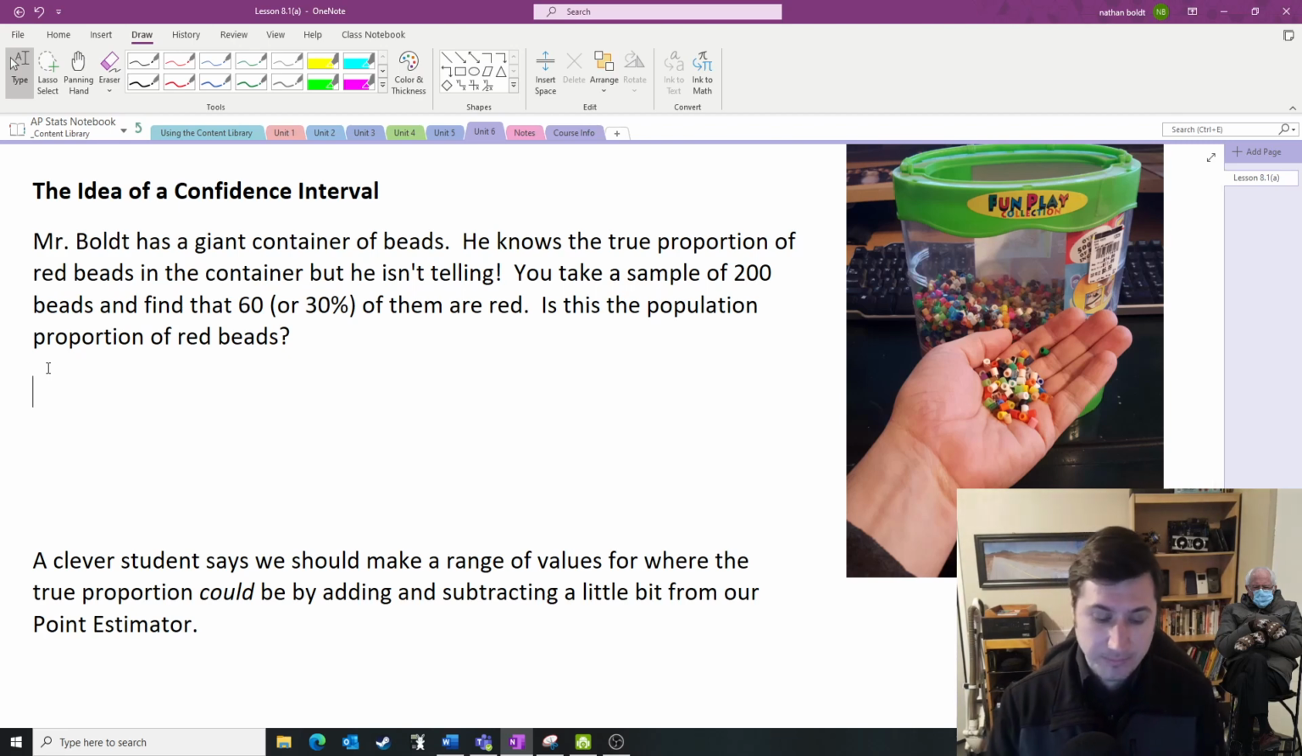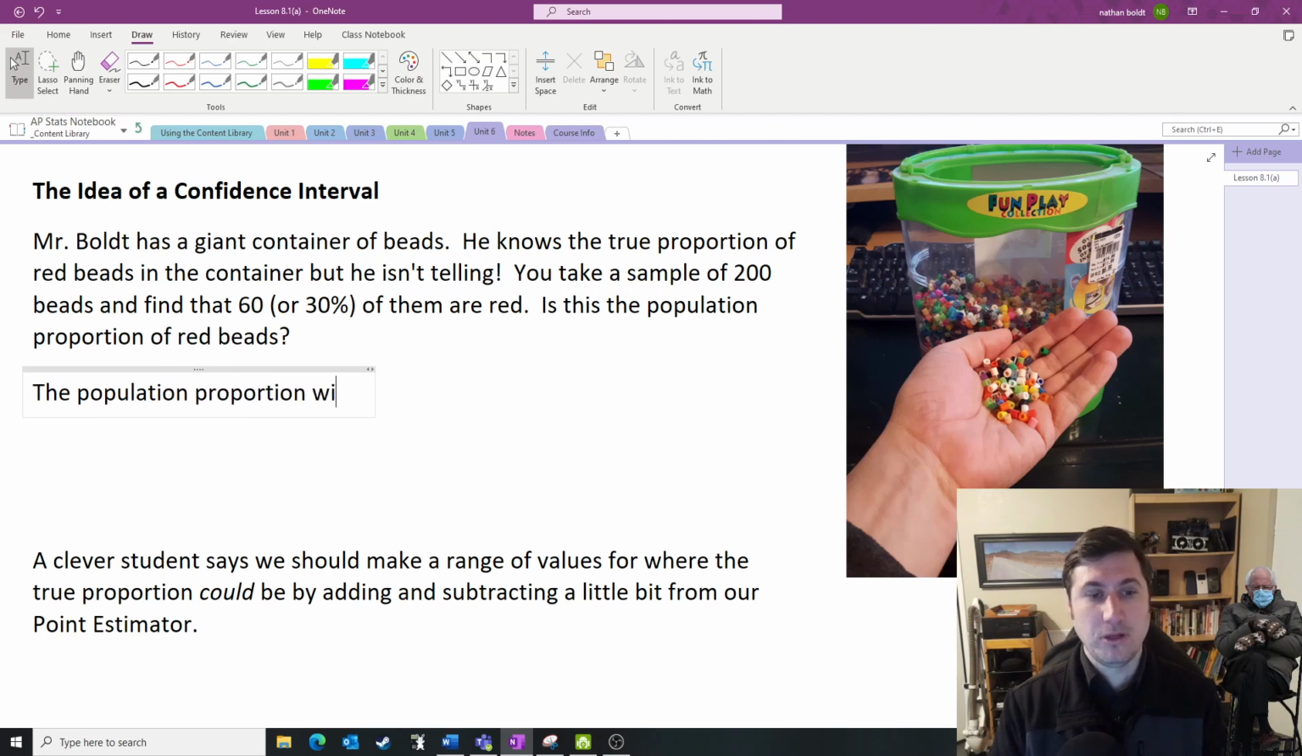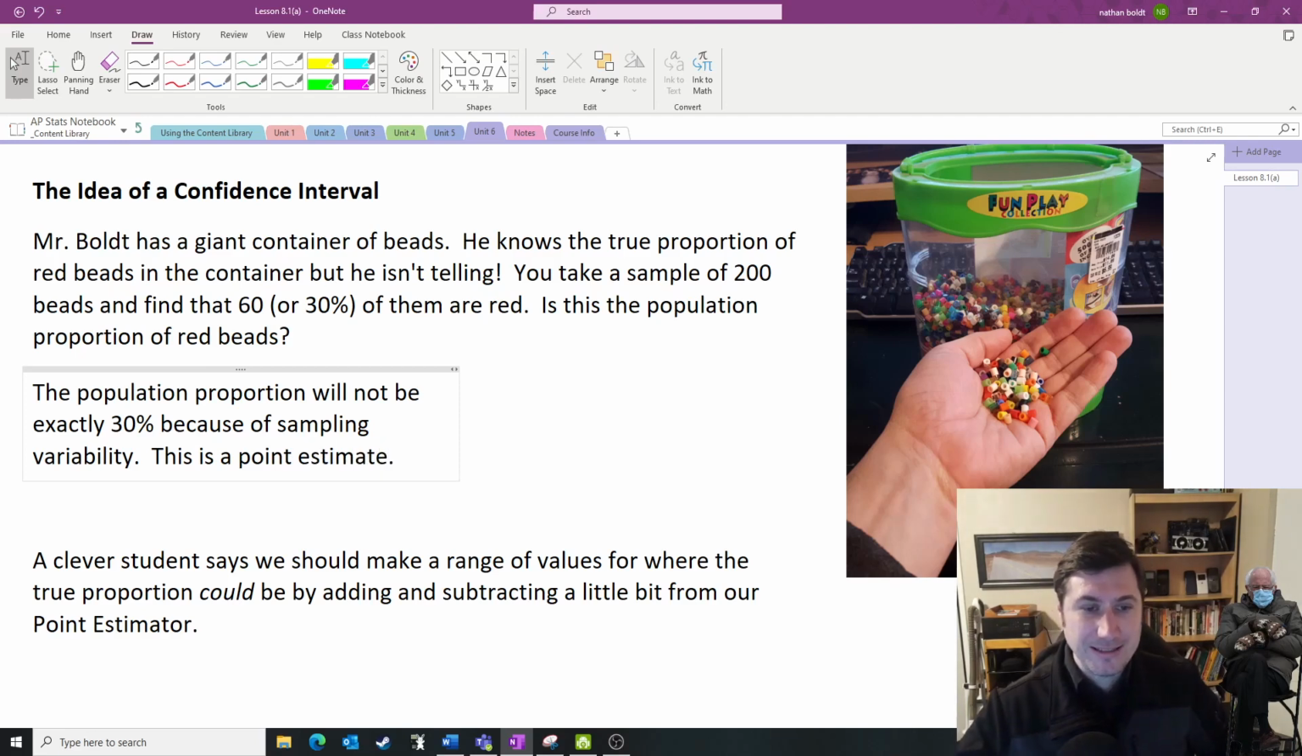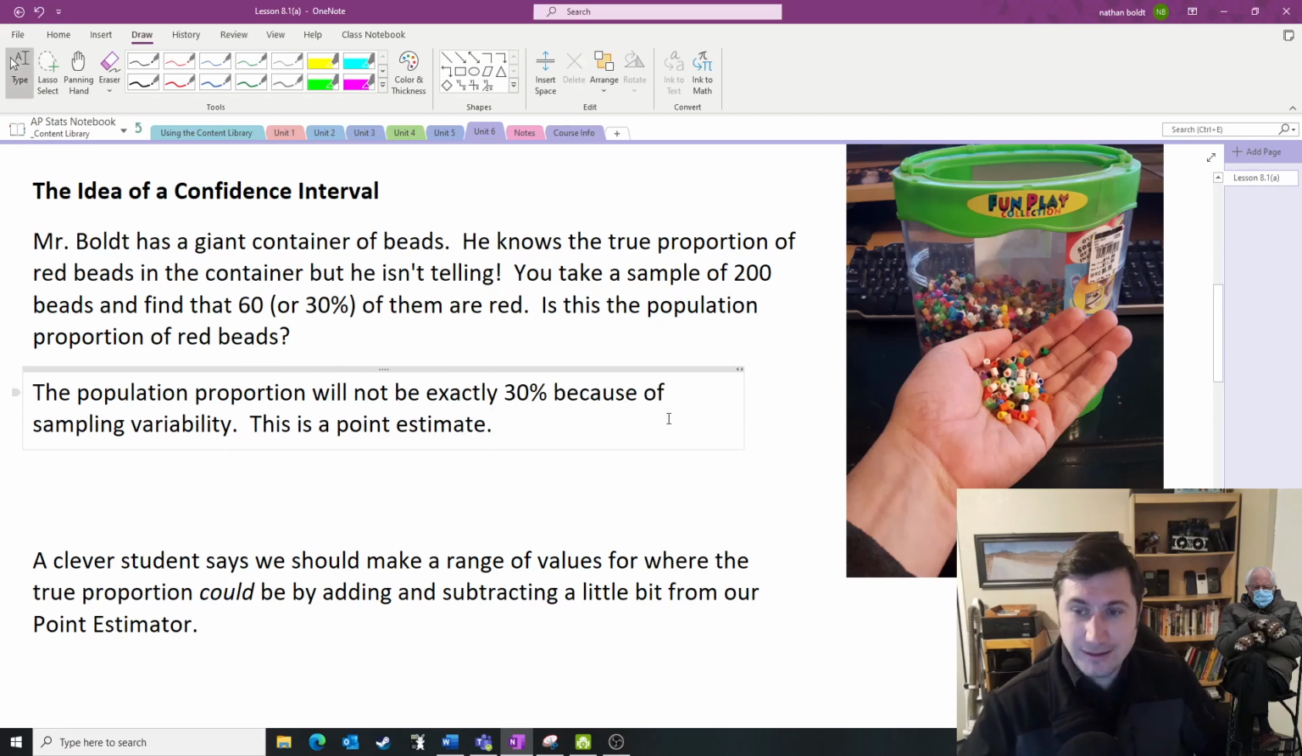Sampling variability. The population proportion will not be exactly 30% because of sampling variability. This is a point estimate. 30% is our point estimate. It's our statistic. We know it's not perfect, but it's all we've got because Mr. Bolt is not telling the actual proportion of red beads. So what do we do with that?